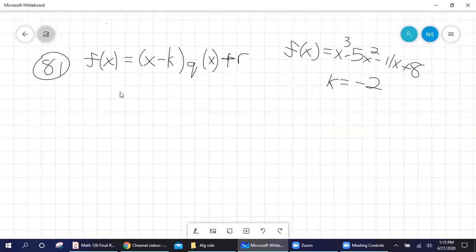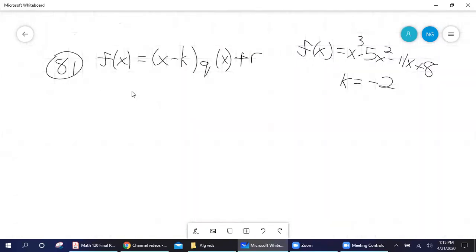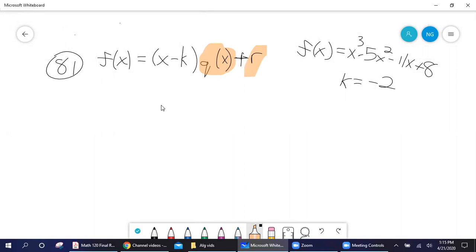For number 81, this one's kind of worded strangely, but it's essentially wanting me to do division. So it wants me to write f of x in this form. This q of x part, that is the quotient. So it wants me to divide. R is the remainder. So my k value is negative 2. So I'm going to divide by negative 2 synthetically. This problem does not need any placeholders.